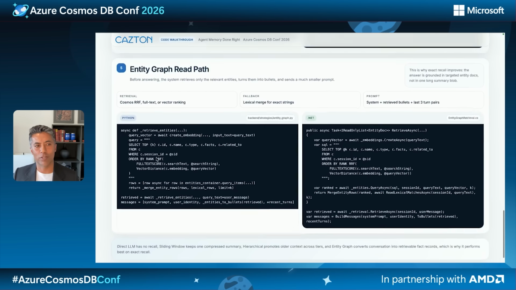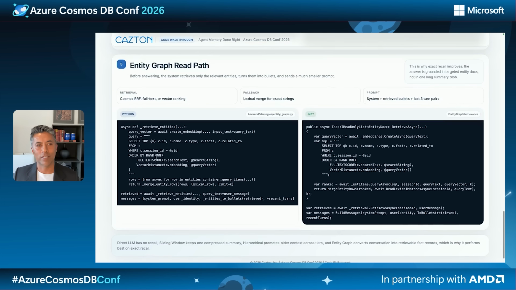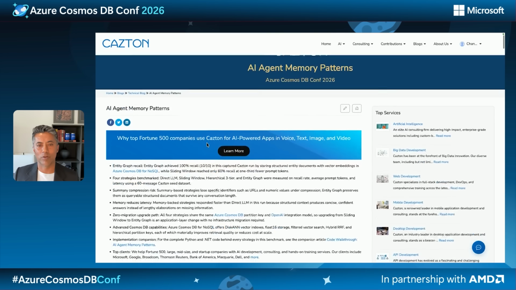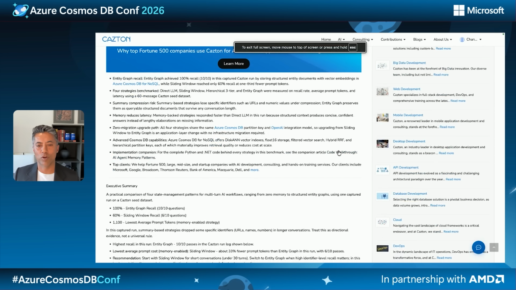And finally, here's your read path on entity graph. And this is just a small blog post that I prepared only for the demo. However, a much more detailed blog post is right here. And if you want to do a more involved code walkthrough, you can click that link, and it goes through a lot more than what I just shared.